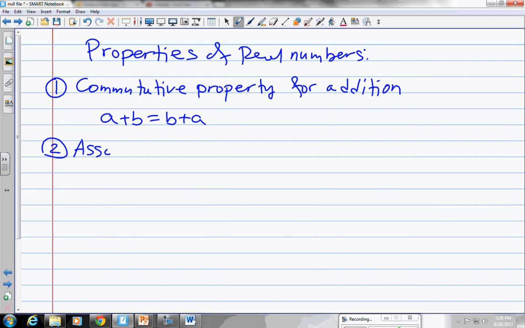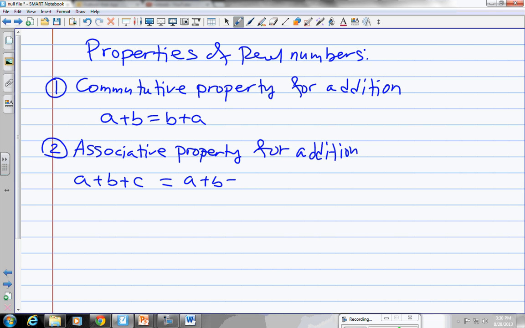Associative property. Which is, if you have a sum of, let's say, three things, A plus B plus C, it doesn't matter in which order you add. You can add the first two and then add a C, or you can add the last two and then add an A. That's the associative property for addition.